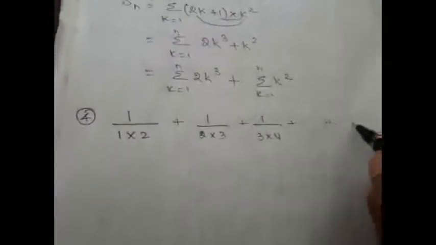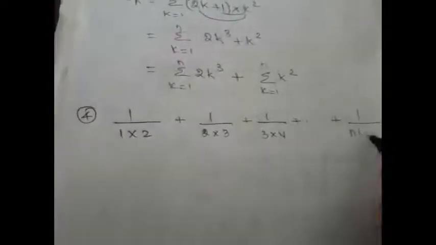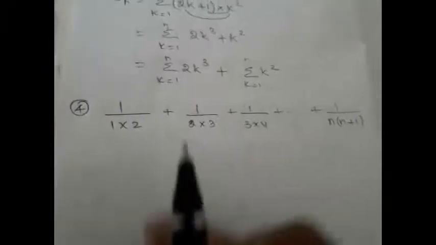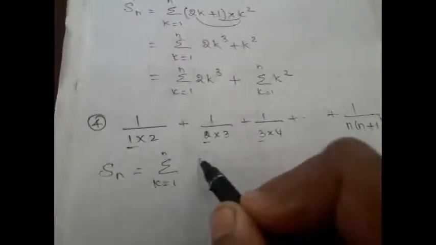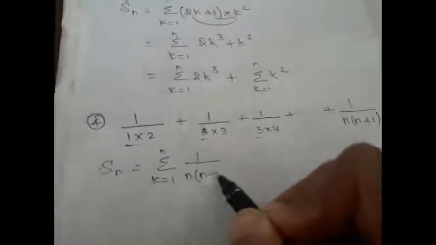Now let us move on to our next question, which is 1 by 1 into 2 plus 1 by 2 into 3 plus 1 by 3 into 4. Likewise it goes on. So it is very clear what your nth term is. 1 by n into n plus 1. Because the first terms are 1, 2, 3. The second terms are 2, 3, 4. So n into n plus 1. So Sn is summation k equal to 1 to n of 1 by n into n plus 1.